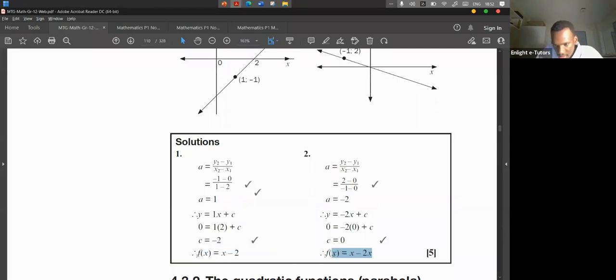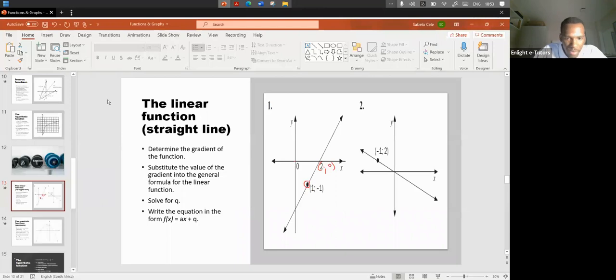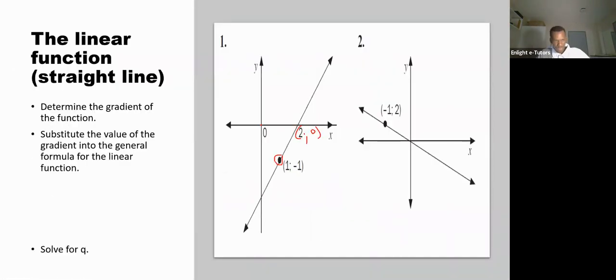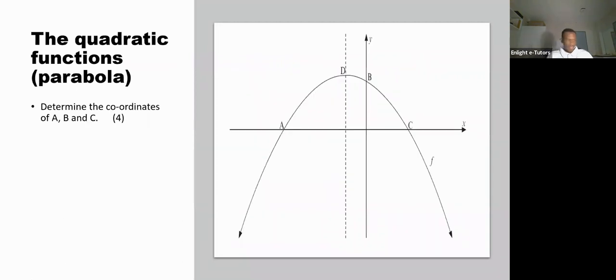Here, they made a mistake. It's 0, which means your x here is just negative 2x. Your equation here doesn't have this x. Then they didn't say substitute the values, and this is what we did. We already did all of this. And then we have the parabola now.